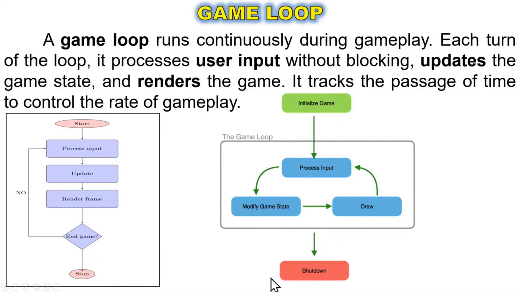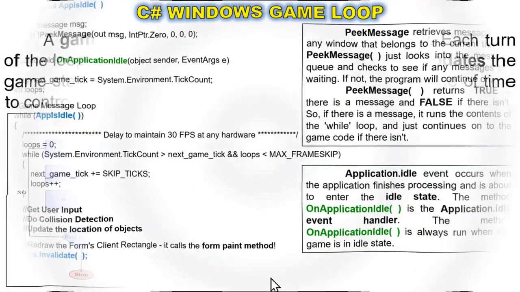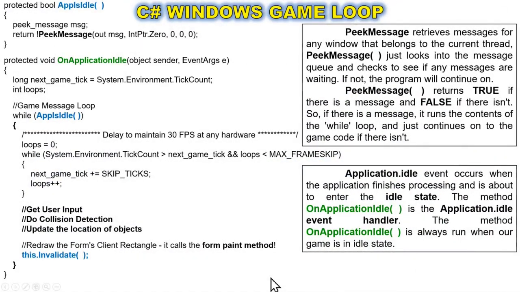A game loop runs continuously during the gameplay. Each turn of the loop, it processes user input without blocking, updates the game state, and renders the game. It tracks the passage of time to control the rate of gameplay. The C# Windows game loop is the same setup as the Win32 Windows game loop.